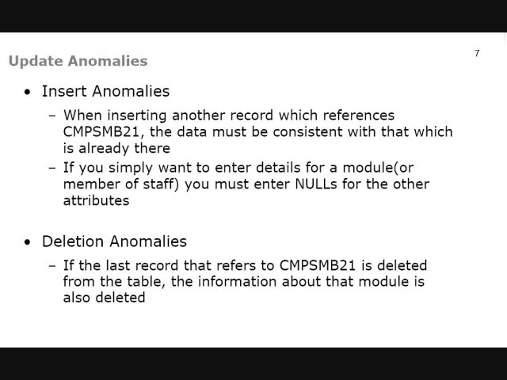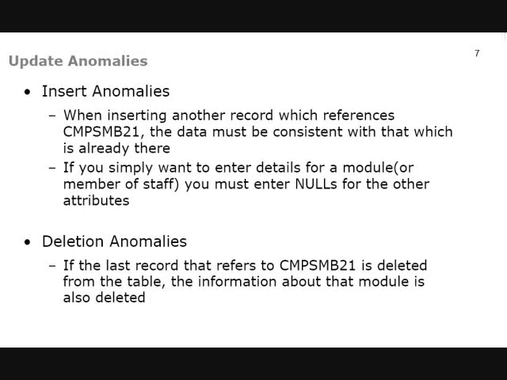What about when I try to delete? If I delete, for example, the last record that references CMPSMB21, then the information about the module and the staff associated with it, if the staff is not associated with another module, will go as well. So I might delete information on a member of staff because the last time that he's associated with a module goes. I'm assuming that this is the staff information that I keep. So this is not a good idea because when I delete data, again I'm going to have anomalies. I might lose more data than I want to.